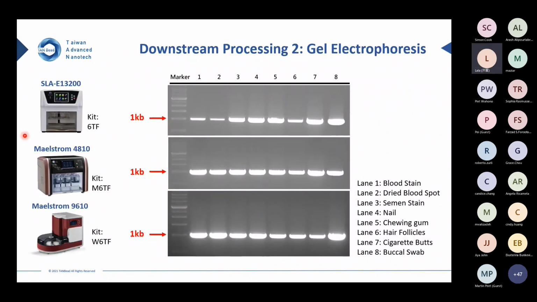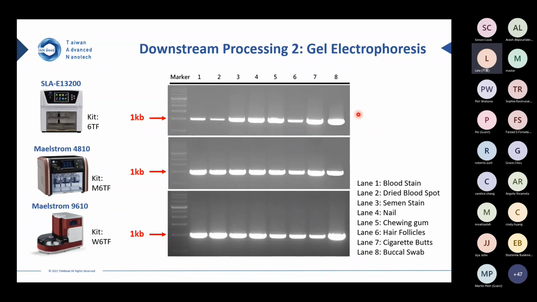Now, the instruments we are using are SLA E13200 with the 6TF kit. The second instrument is Maelstrom 4810 with the M6TF kit. And the third instrument is Maelstrom 9610 with the kit W8TF. Now, for the gel electrophoresis, the samples we place in are specifically mitochondrial DNA from the 8 samples mentioned before.